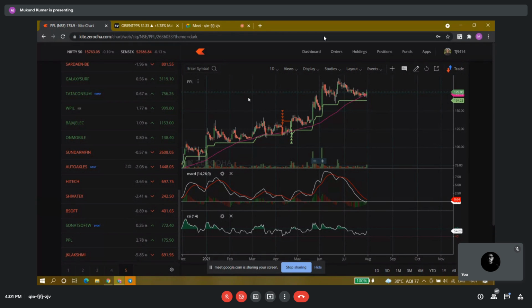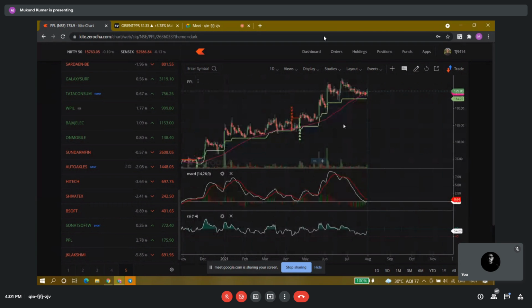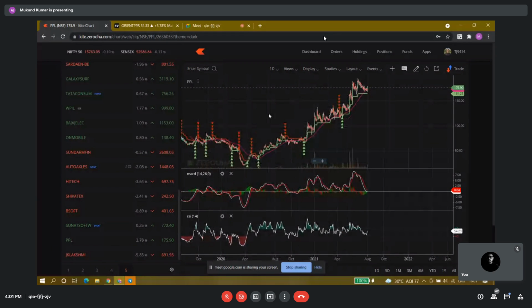I don't have any issue with this stock. I know this stock can perform well in the future. What is that red line? This is simply a moving average, 50 day moving average. Okay. So this is a 50 DMA. Any other query? I think I have answered your query, Archana.